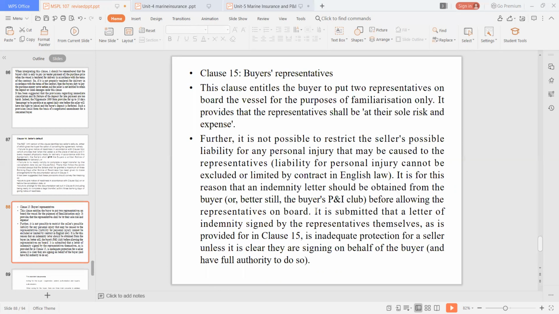Further, it is not possible to restrict the seller's possible liability for any personal injury that may be caused to the representatives. It is for this reason that an indemnity letter should be obtained from the buyer, or better, the buyer's P&I club, before allowing the representatives on board. It is submitted that the letter of indemnity shall be signed by the representatives themselves as provided in clause 15. It's unmitigated protection for the seller unless it is clear that the buyer is signing on behalf of the representatives.